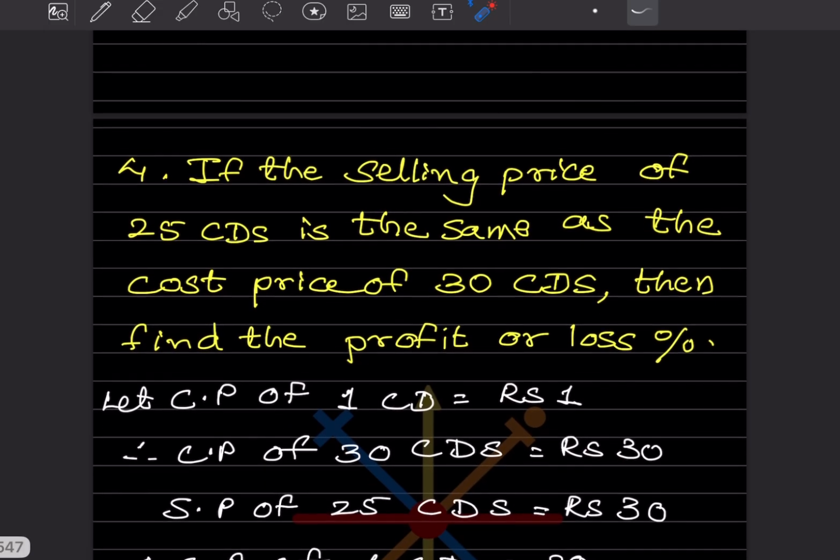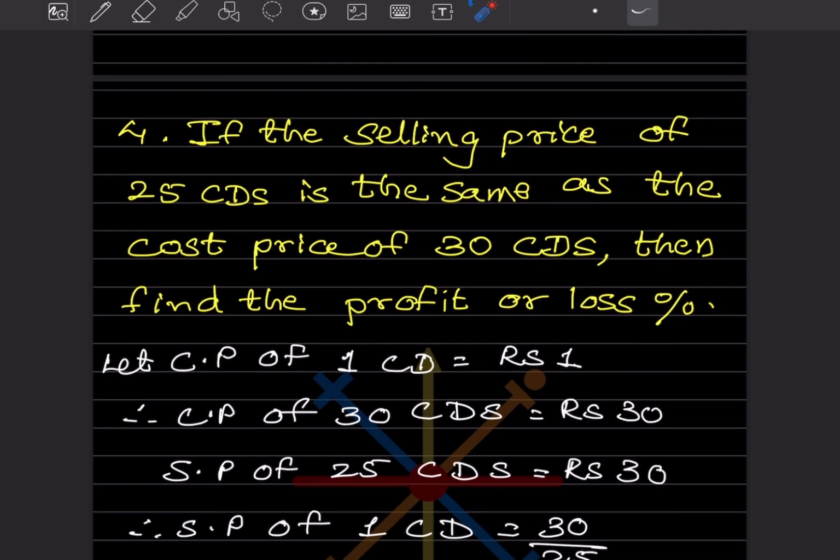If the selling price of 25 CDs is the same as the cost price of 30 CDs, then find the profit or loss percentage. So let the cost price of 1 CD be rupees 1. So we have the cost price of 30 CDs will be 30 rupees. Now they said the selling price of 25 CDs is the same as the cost price of 30 CDs. So the selling price of 25 CDs would also be 30 rupees.